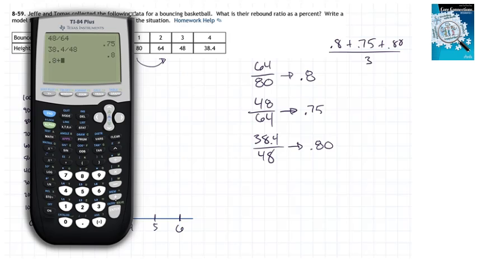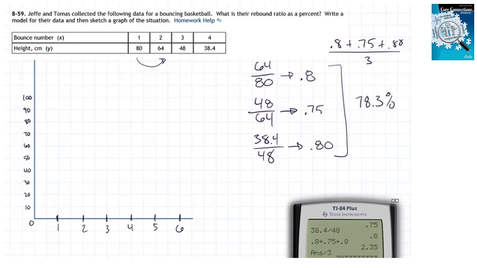0.8 plus 0.75 plus another 0.8. That's 2.35, and if I divide that by 3, that's interesting. That's giving me 78.33%, which I guess makes sense because the 75 is kind of pulling it down from the 80%. So the average rebound height for those three bounces is 78 1/3. I'm just going to write 78.3%.